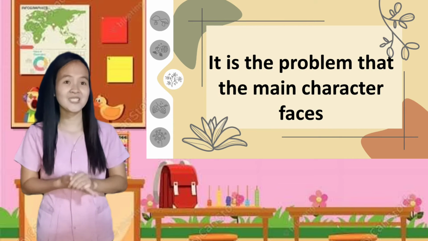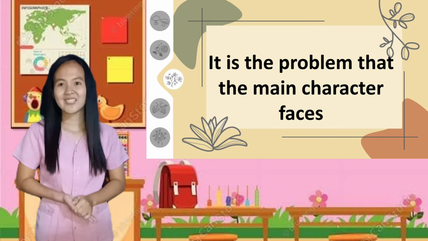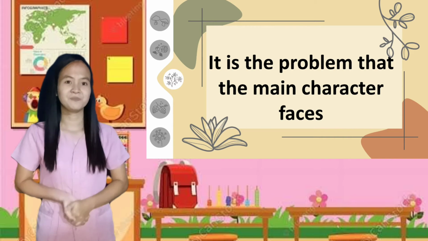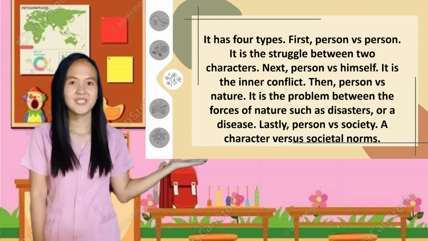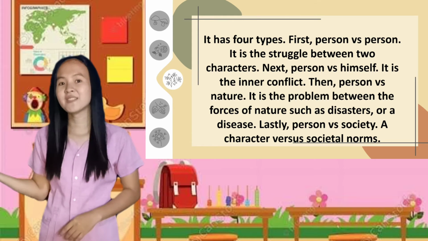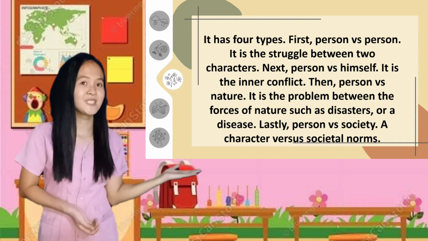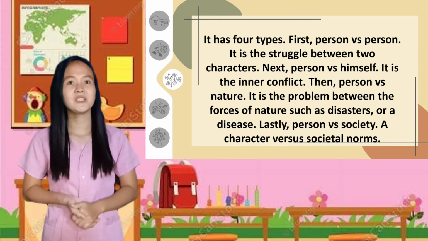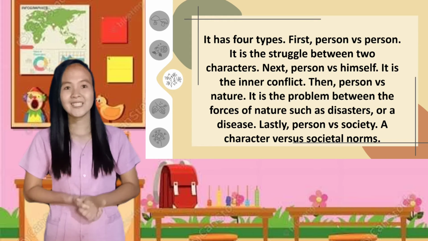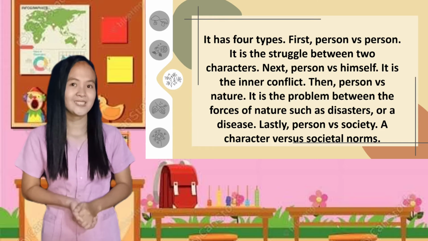Yes, a conflict is the struggle between two people or things in a short story. The main character is usually on one side of the central conflict, and it has 4 types. First, person versus person. It is the struggle between two characters. Next is person versus himself. It is the inner conflict. Then, person versus nature. It is the problem between the forces of nature, such as disaster and disease. And lastly, person versus society. It is a character versus societal norms.